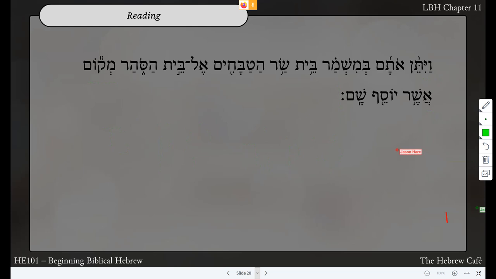Okay. That's interesting. Yes, indeed. Mishmar would be guard or confinement. Beit is a construct of this one, Sar HaTabachim, which is also a construct: the house of the chief cook. Beit HaSohar is still the word in Hebrew that means prison today in Israel. Just notice the difference of meaning that Natan can mean he put or he gave. Okay, so he put them in confinement.